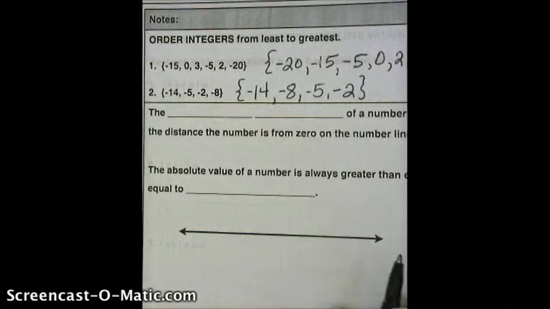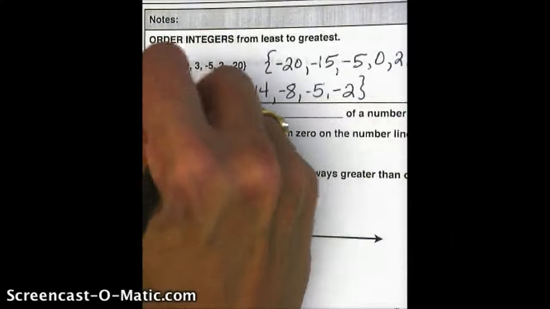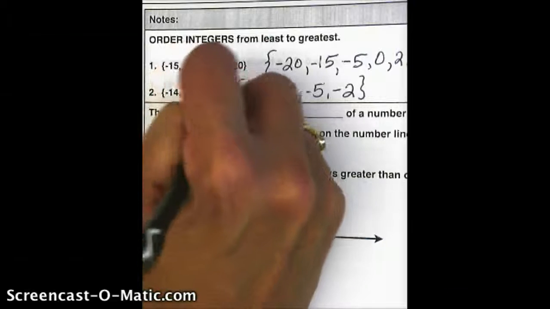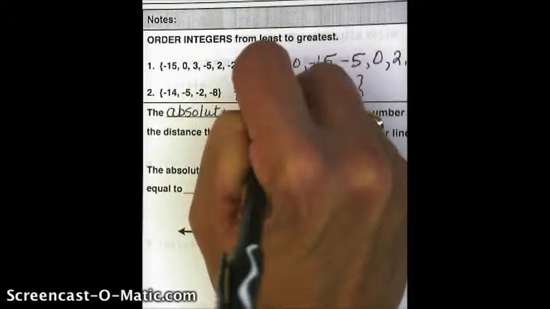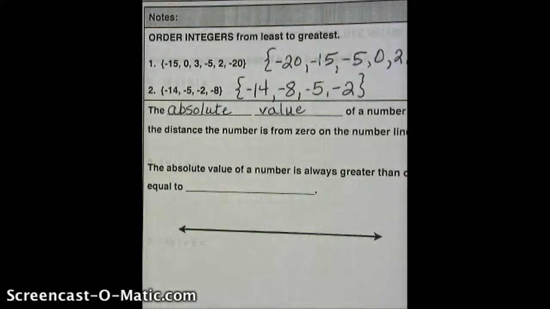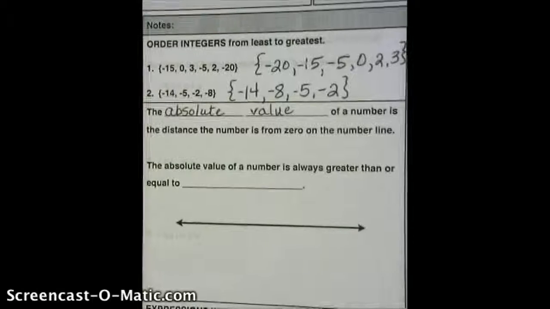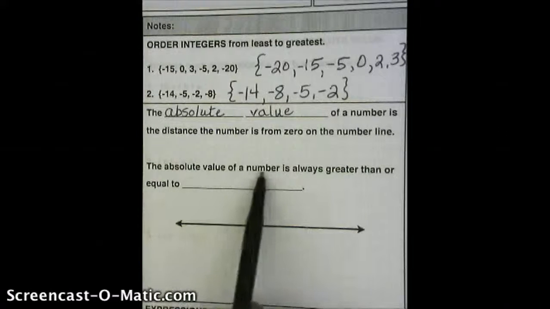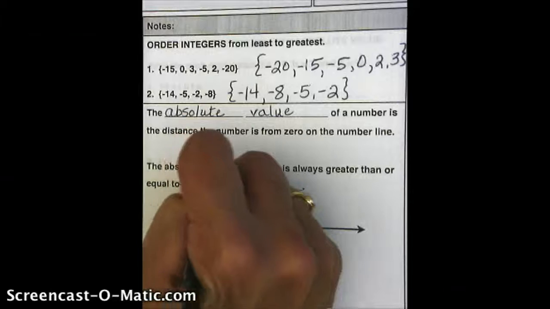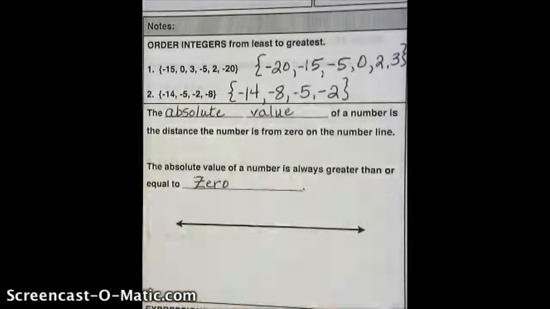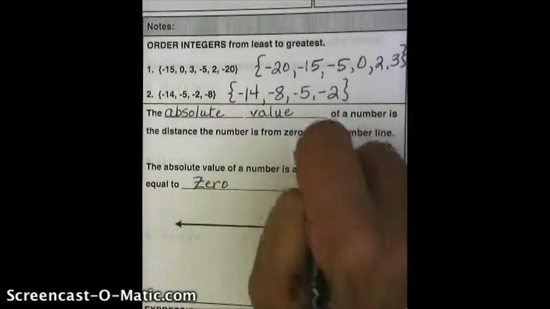The next concept we're going to look at is absolute value. Now, you may have already talked about absolute value at some point in one of your math classes, but absolute value of a number is the distance the number is from 0 on a number line. The absolute value of a number is always greater than or equal to 0. So the actual absolute value of a number is never going to be negative.